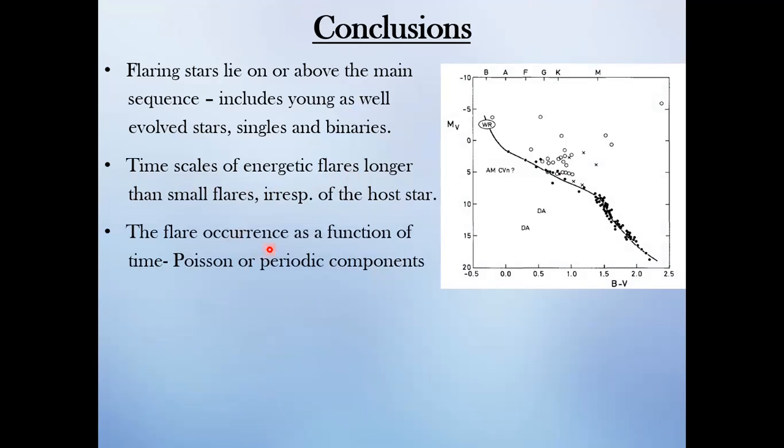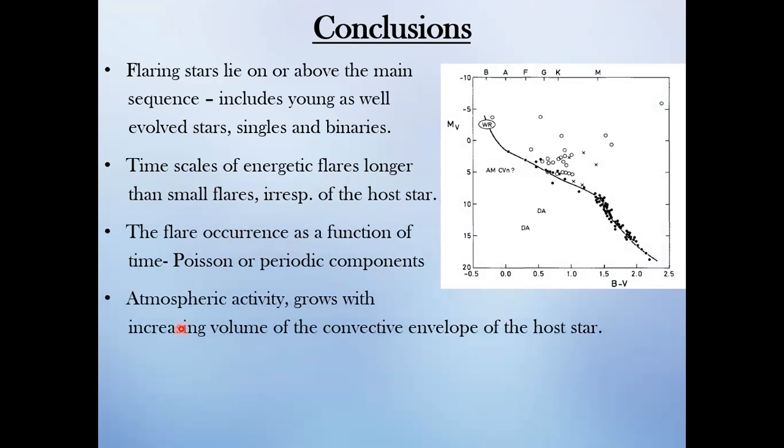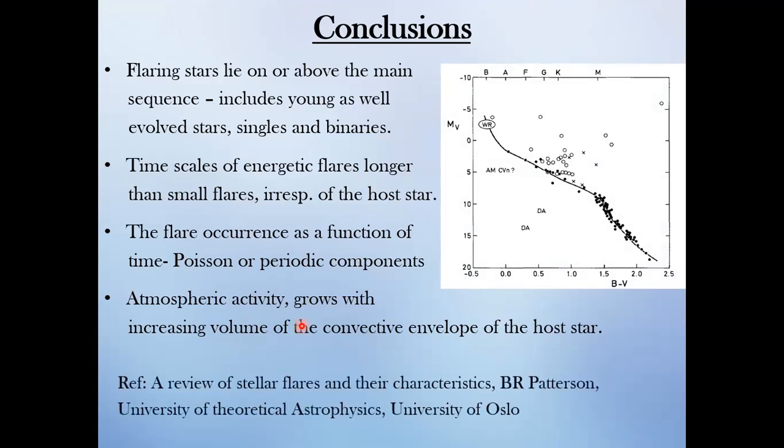Secondly, the flare occurrence. If we plot the flare occurrence as a function of time, we get either Poisson or periodic components, so we can get either. As I said earlier, atmospheric activity, or the flaring activity, grows with increasing volume. It is proportional to the convective envelope of the host star. We get this information as I showed earlier in the last slide.